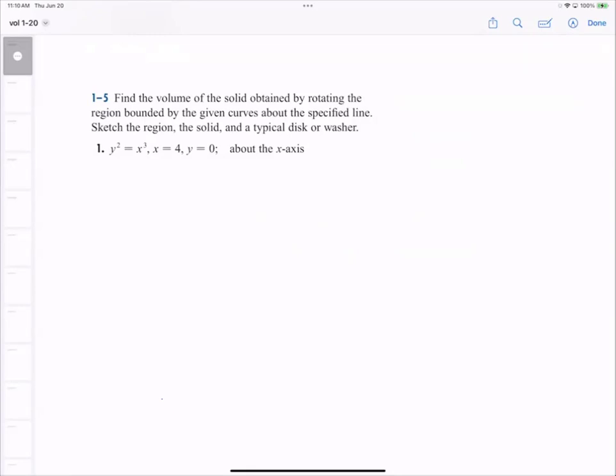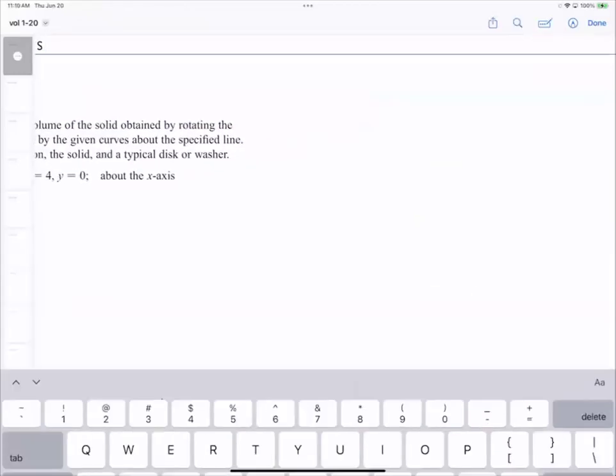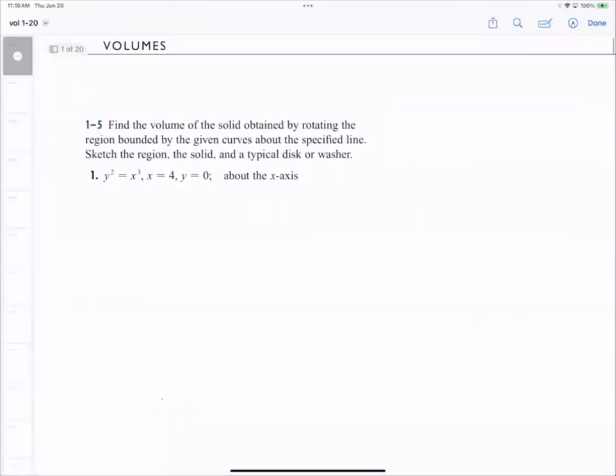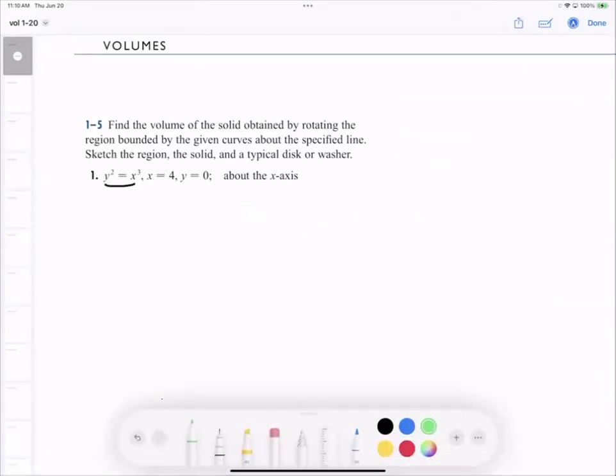What's going on here? Here you have y squared equals x cubed. And then you have x equals 4. Then you have y equals 0, and you're rotating about the x-axis. So let's take a look at the visualization here. What does this represent?